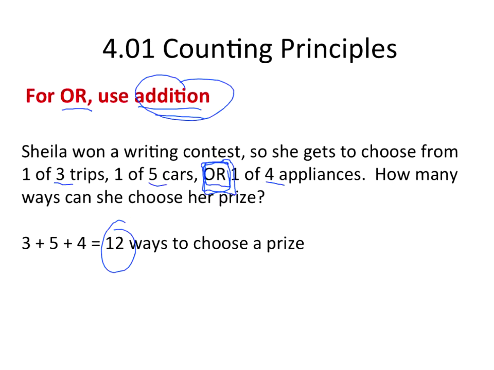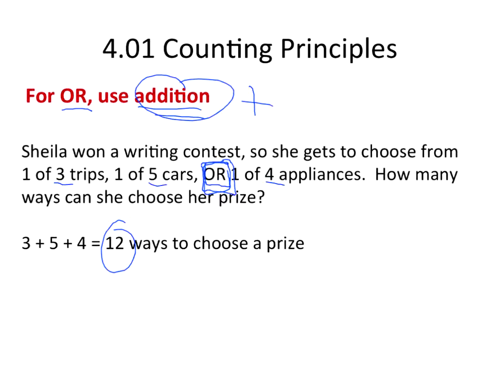Is everybody okay with that idea? It's like if I set them all up on the board for you, right? Here are your 3 trips. Hawaii, Bermuda, Canada. Sorry, my husband's from Canada. 5 different cars, 4 appliances. How many options would you have up there? You would have 12. So when we see the word or, we are going to add. Everybody okay with example 1?